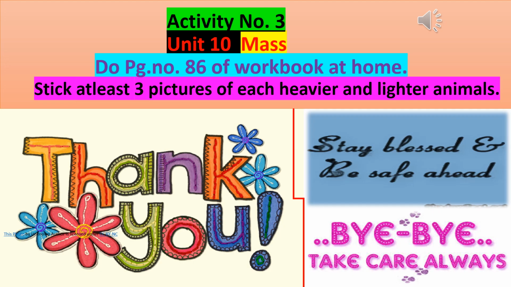Okay, now as I told you before, you will do your activity number 3 of unit 12 mass, page number 86 of your workbook. So what will you do on that page? You will stick 3 pictures of those animals which are heavier in weight, and 3 pictures of those animals which are lighter in weight. This is your homework. Okay, do it neat and clean. So for the next video we will start our activity book of the same unit, mass. Okay, we will finish at that.